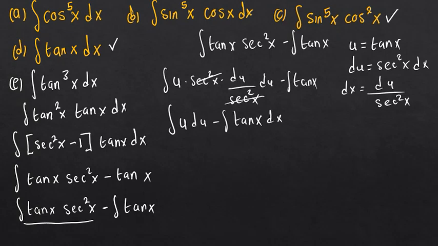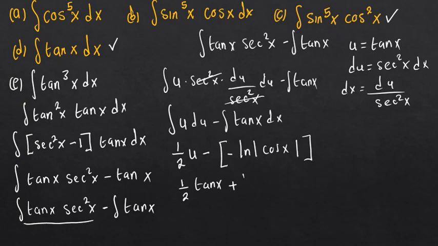Now notice that this is just u squared over 2 minus, now remember the integral of tan x, it was just negative the natural log of cosine x. So this is just the same. Remember that u was tan x, so this is tan squared x over 2 plus natural log of cosine x plus some constant c.